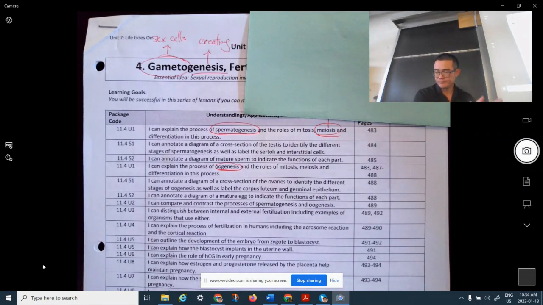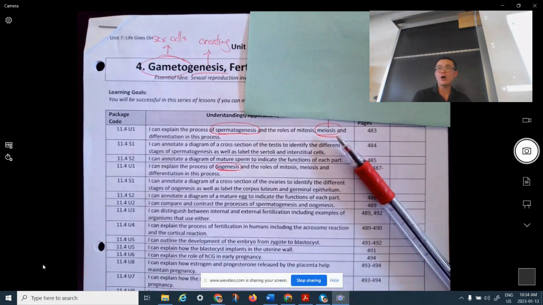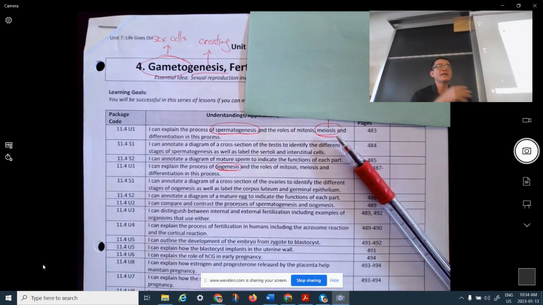Now, we will need to look back a little bit on the process of meiosis. You guys all learned meiosis last year. That is fine. So what I'm going to do is refer to a certain portion of the grade 11 textbook so that we can remember what happens.